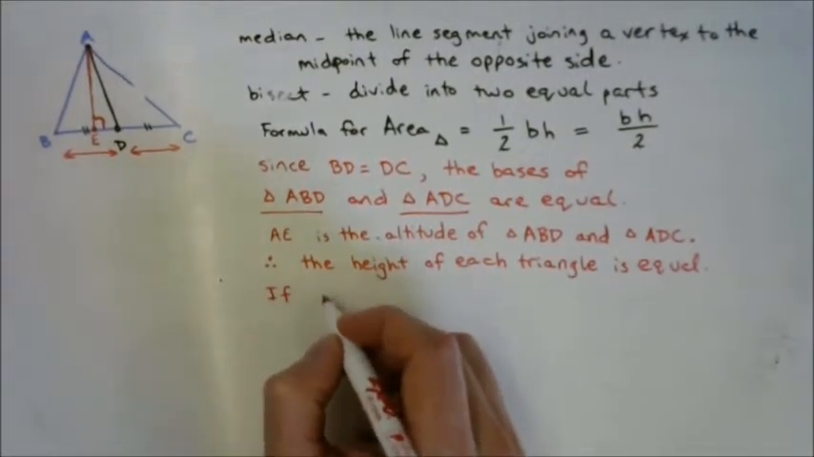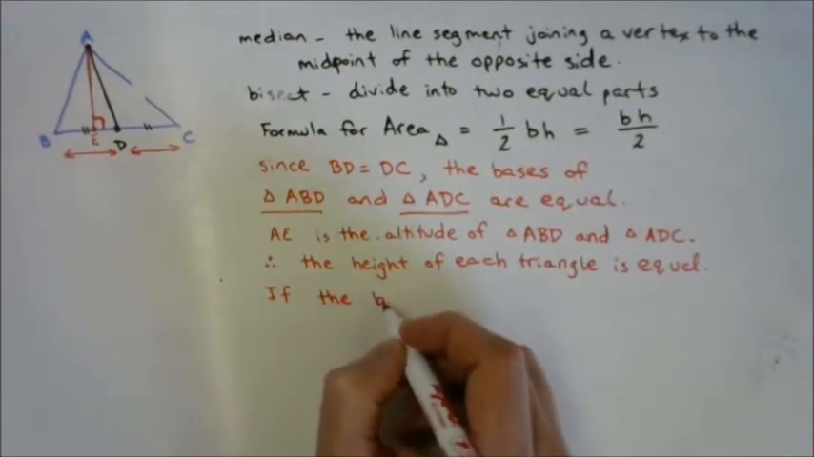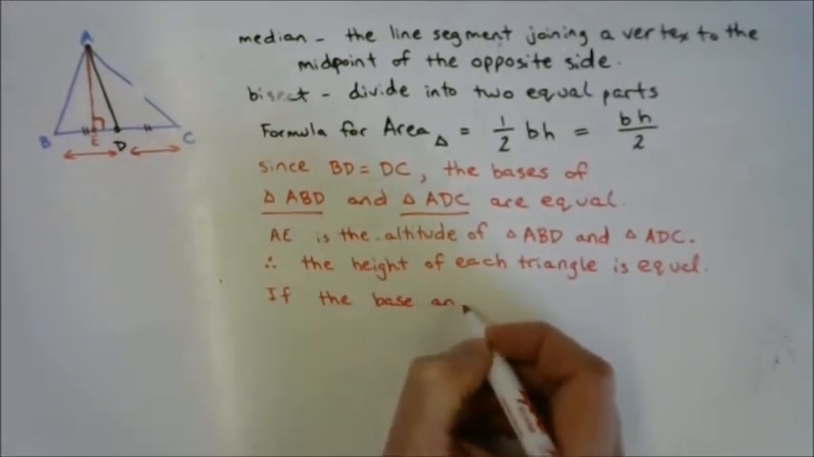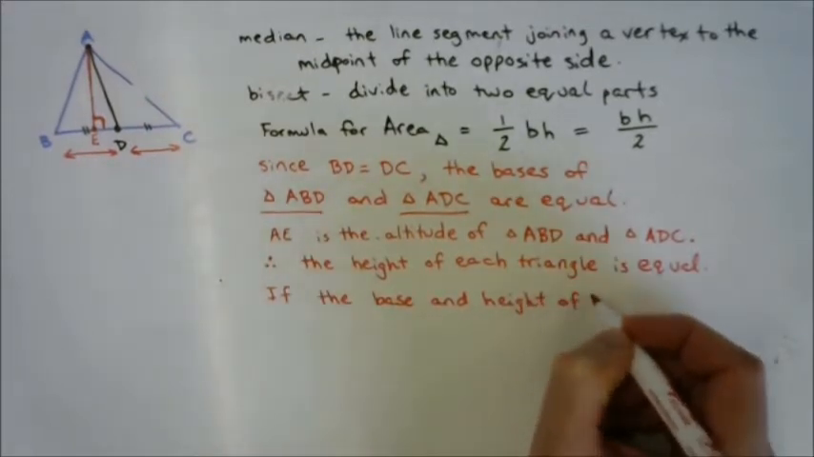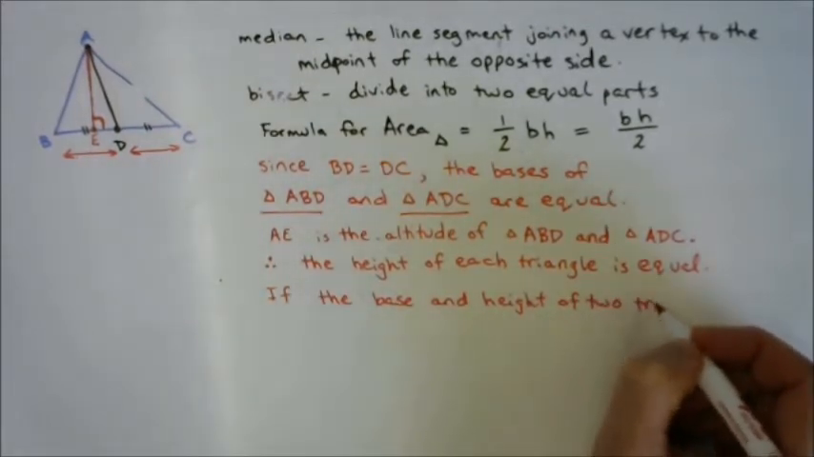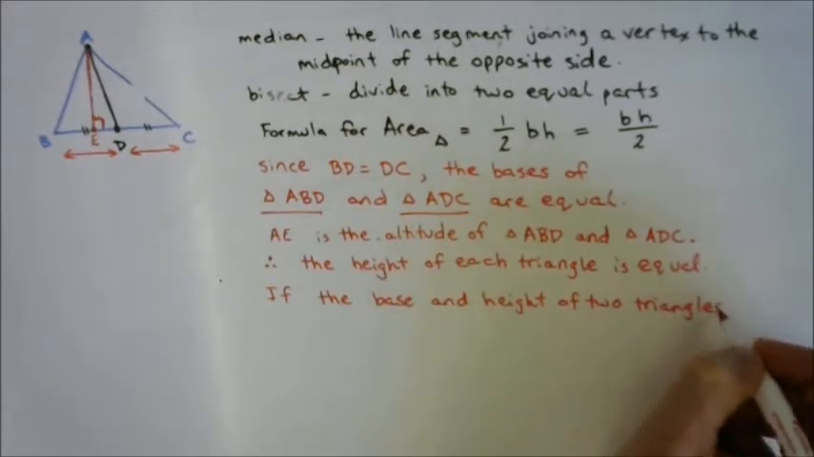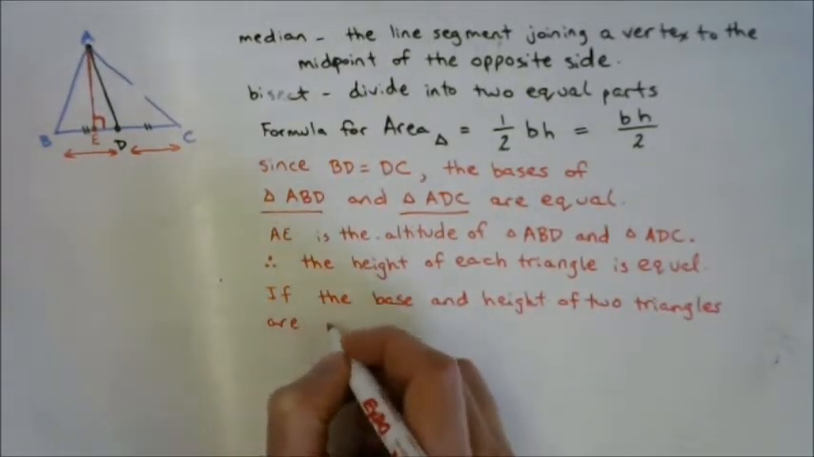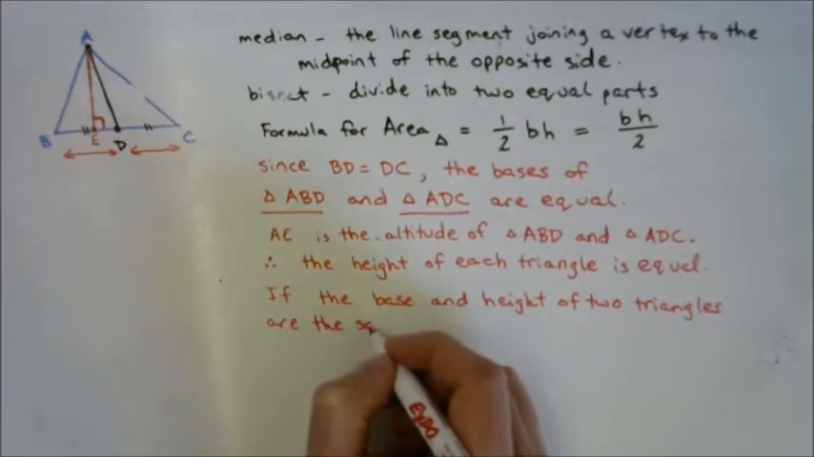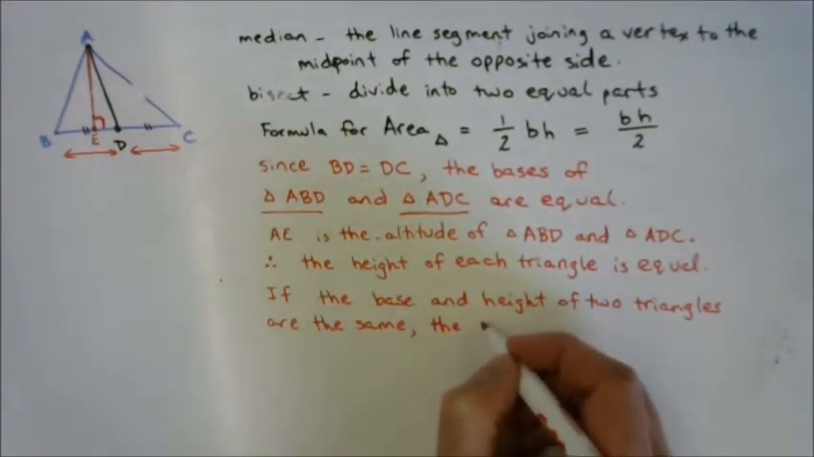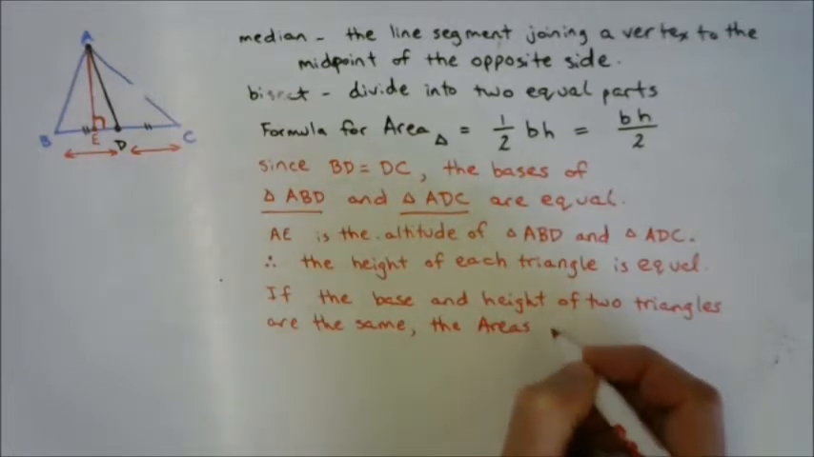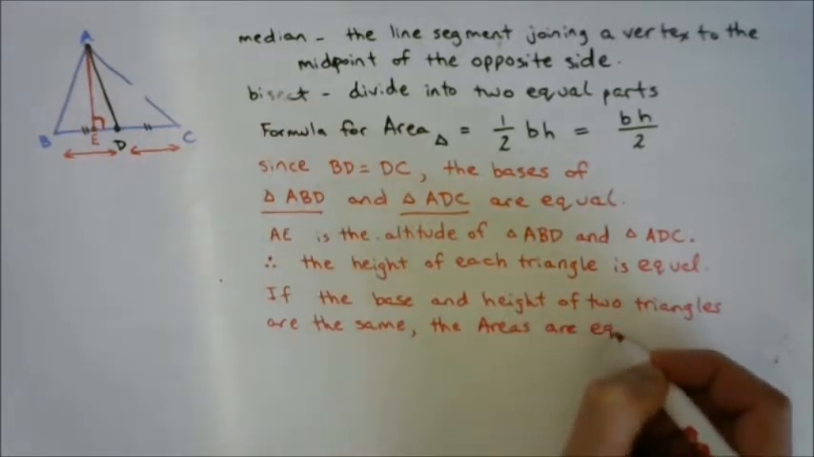If the base and height of two triangles are the same, what do we know about the area of those two triangles? The areas are equal.